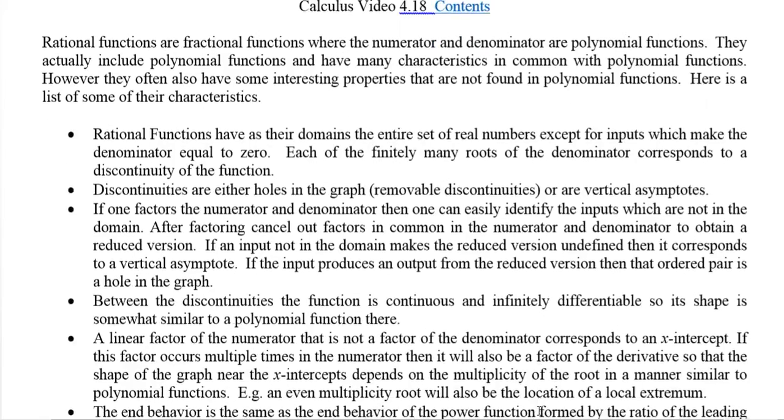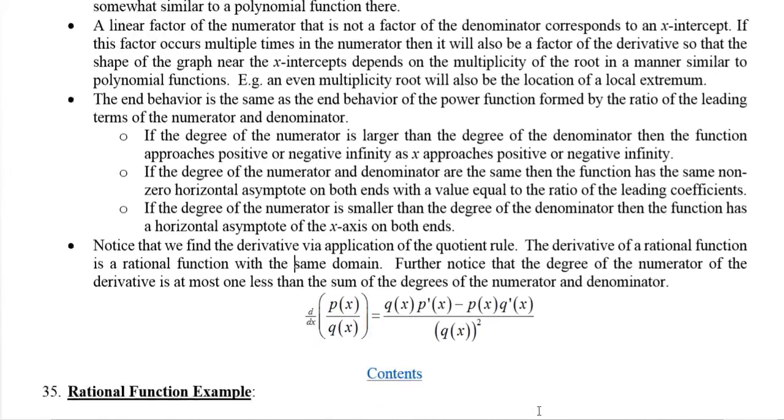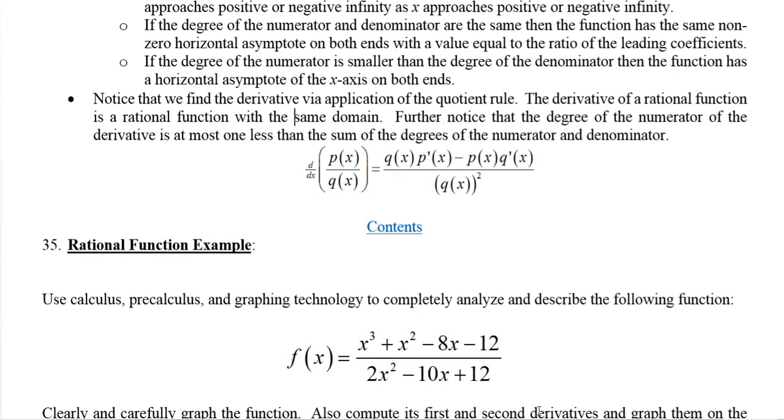Okay, so those are some basic characteristics. Now let's look at an example. Take this, use calculus, pre-calculus, and graphing technology to completely analyze and describe the following function. f of x equals, the numerator is x cubed plus x squared minus 8x minus 12, over the denominator of 2x squared minus 10x plus 12.